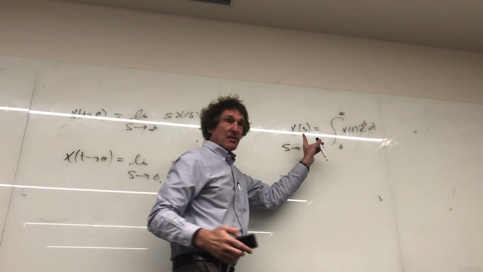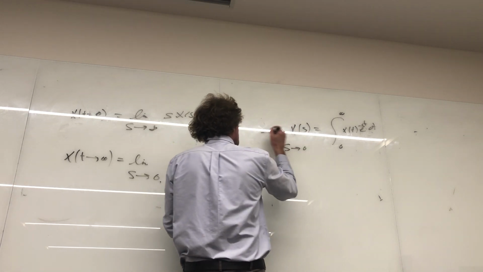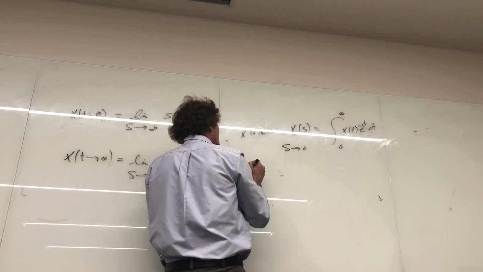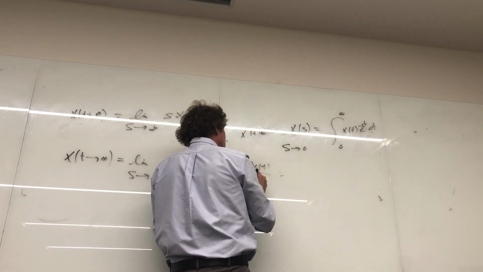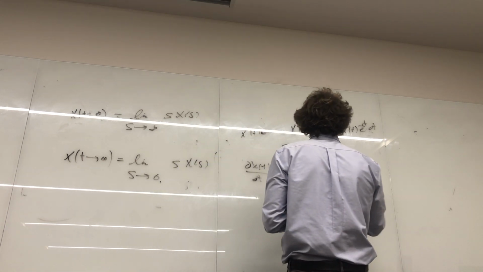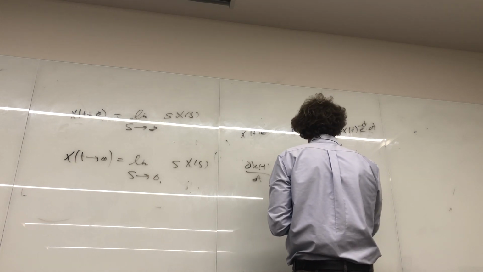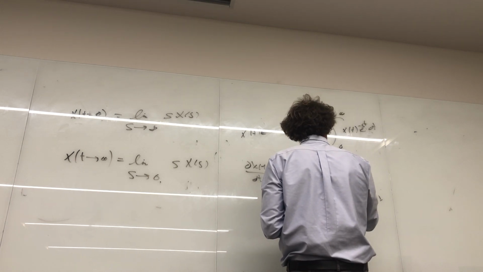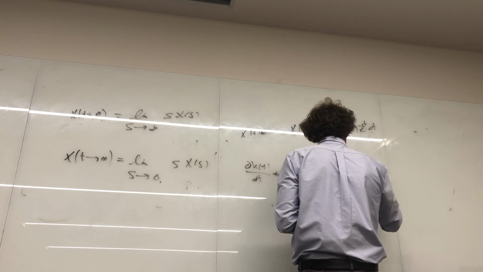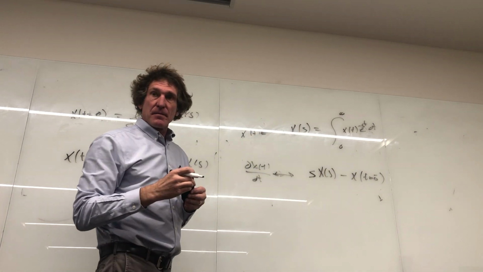You all agree with that one, right? Now, if I have dx(t)/dt, don't worry about s going to 0 yet. That goes to simply sX(s) minus x(t) at t equals 0. Do you all agree with that? Correct, class?